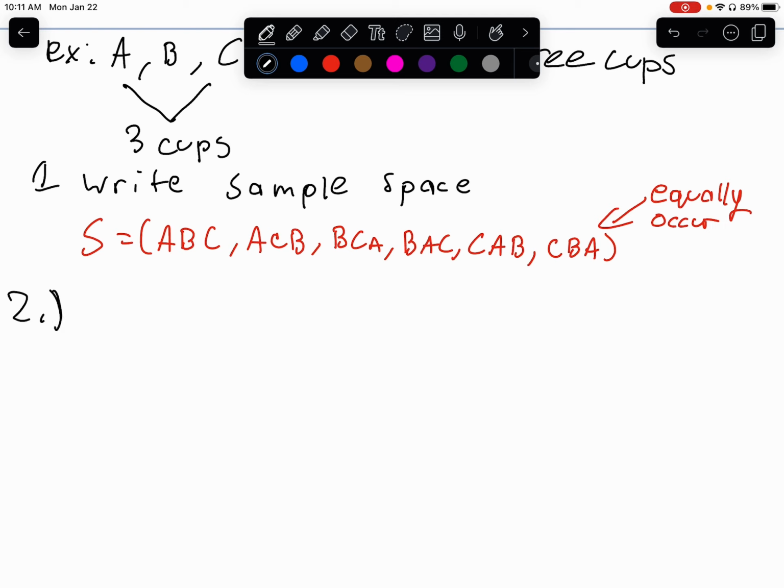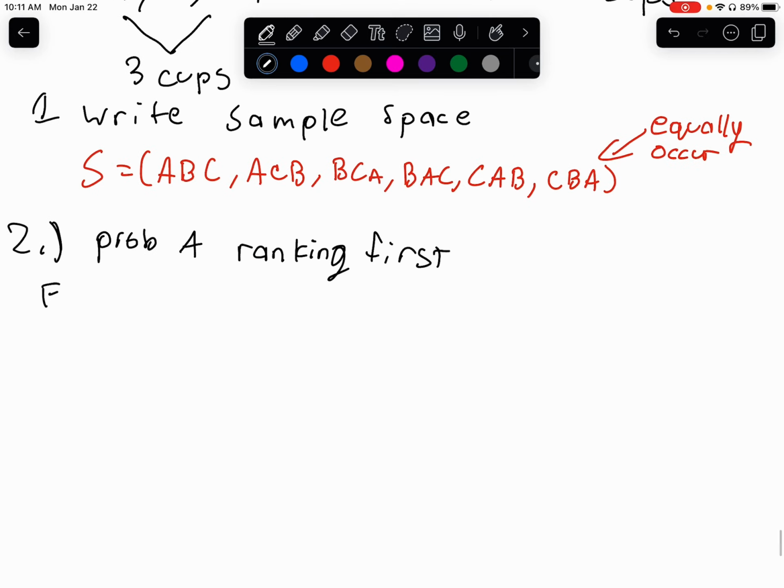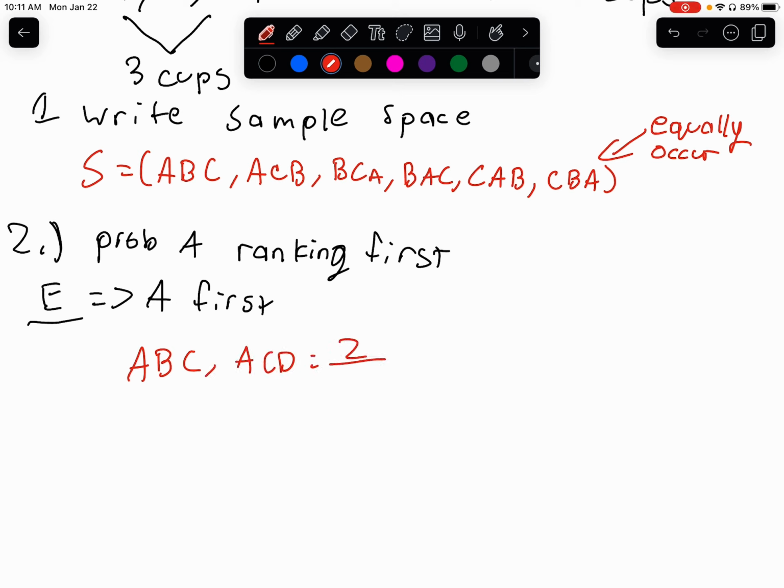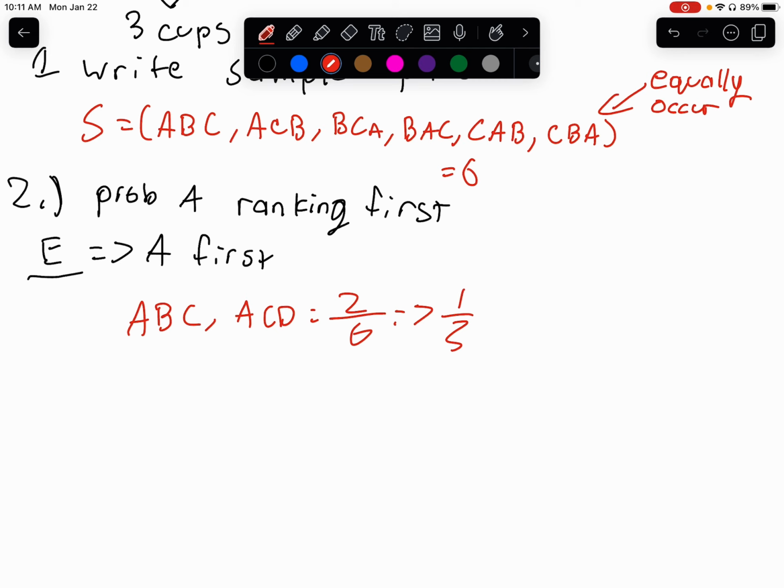Now we're looking for the probability of A ranking first. So he drinks A first. Remember, our event equals A first. As we look in the sample space, we can see A, B, C, he drinks that first, and then A, C, B. So this is equal to 2 out of 6, because the sample space is 6. And then we get 1 over 3 as the probability that the person drinks A first.